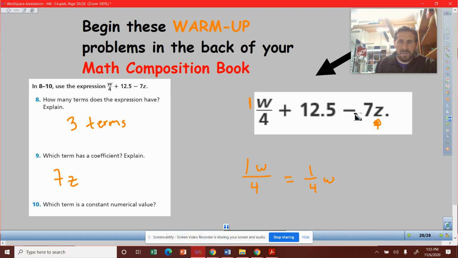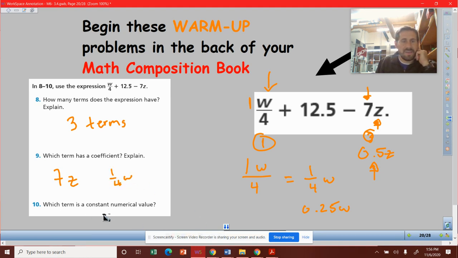So the coefficient doesn't always need to be a perfect solid whole number. It could also be a fraction. I could have 0.5 z's, and you would have told me the coefficient was a half, right? Here I could say 0.25 w, because 1/4 equals 0.25. So which term has a coefficient? The first term and the third term, and this was our second term. So the first and the third have a coefficient.